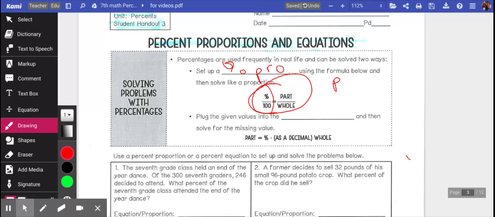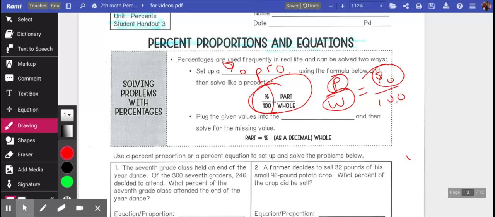We can put part over whole here and percent over 100 here. It doesn't matter what side, just like when we did proportions last unit. But the 100 always stays the same. If you find the percent in the problem, it always goes on top. And then you have your part and your whole.